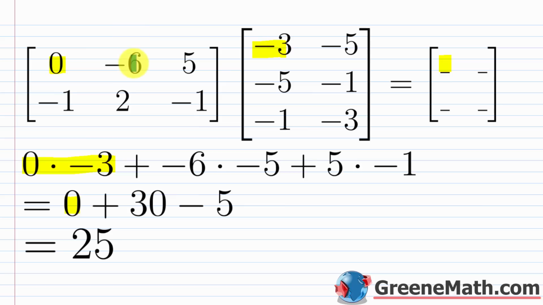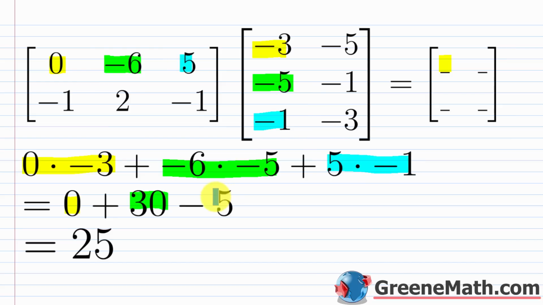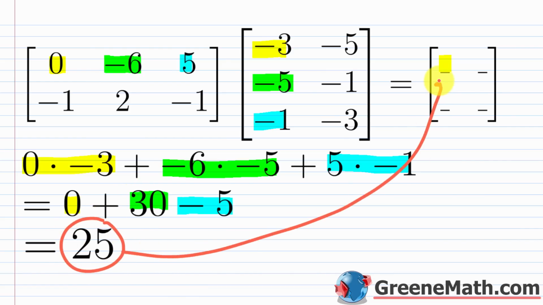Then we're just going to slide down. We're going to do negative 6 times negative 5. So that's going to be this right here. That's going to give me 30. And then lastly, we're going to slide down. We're going to have 5 times negative 1. That's going to give me negative 5. So we're going to go through and say 0 plus 30 is 30. Then minus 5 is going to be 25. So this 25 is going to go into that position right there. Let me put my 25 in there.